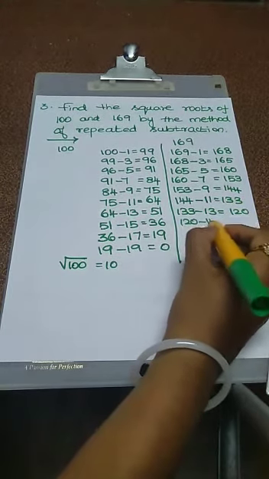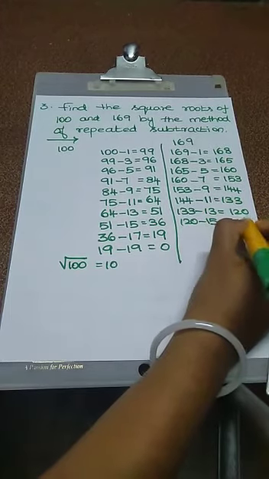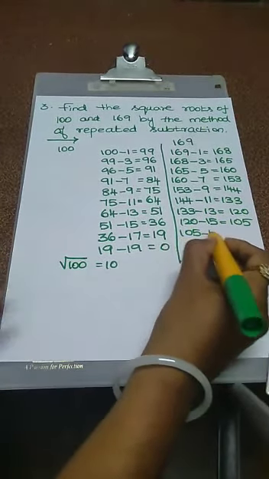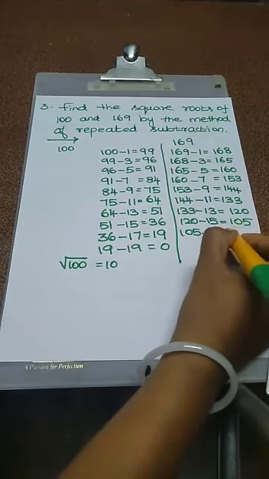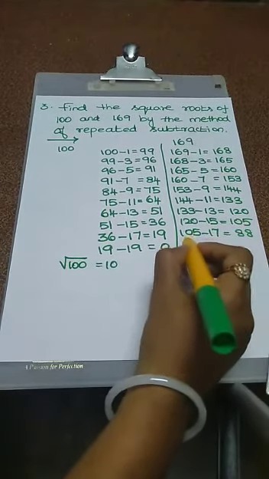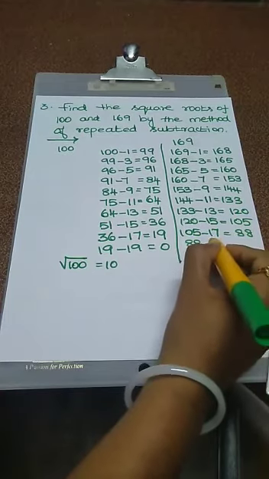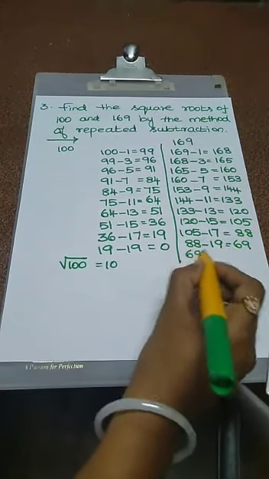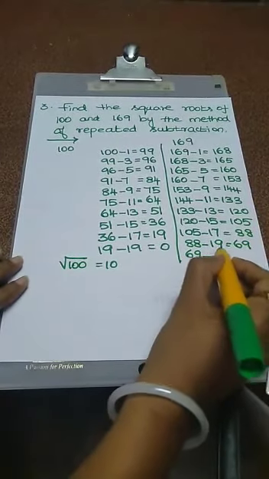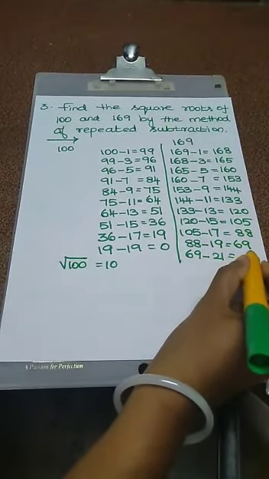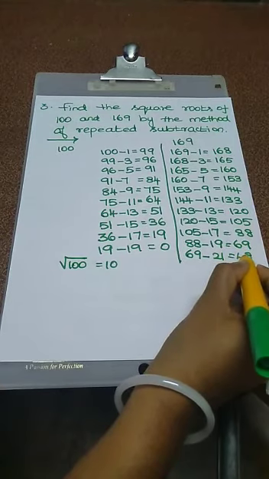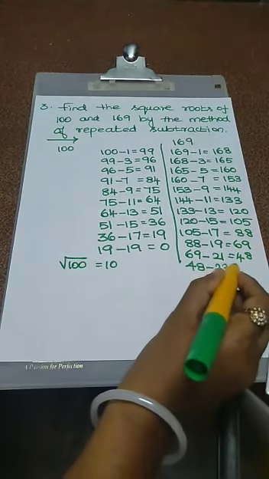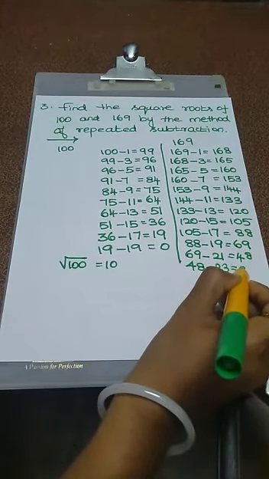120 minus 15. What is the value? 105. Next, select the number 105. The next odd number is 17. 105 minus 17, 88. Next, select the number 88. The next odd number is 19. So, the value is 69. Now, select the number 69. The next odd number is 21. So, 69 minus 21, 48. Okay. Next, choose the number 48. The next odd number is 23. What is the value? That is 25.